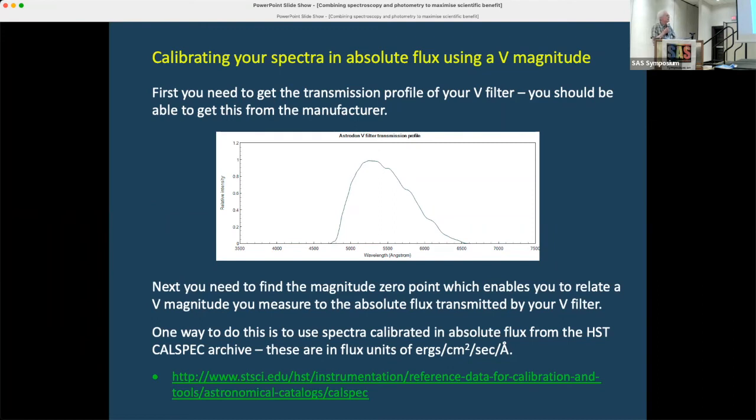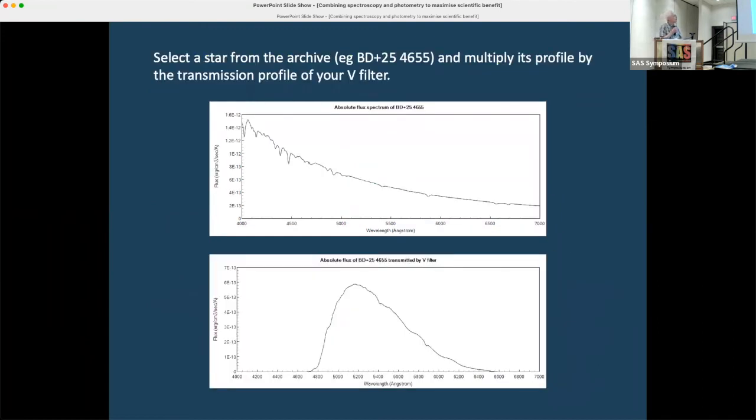Next slide, please. So what you do is you take the spectrum, just take one star from the archive. The flux calibrated spectrum is shown at the top there. You multiply that by the transmission profile of your V filter, and you get the lower plot. Next slide, please.